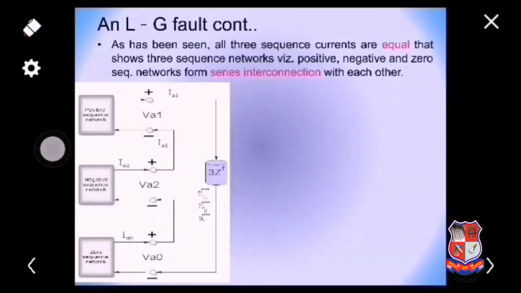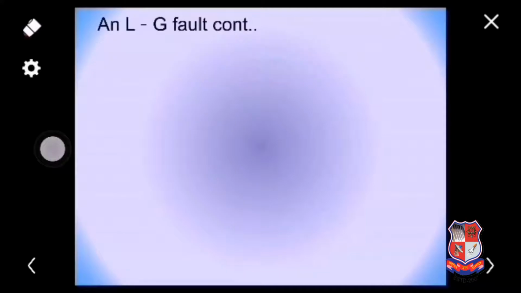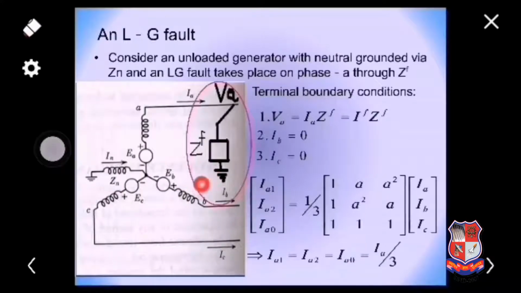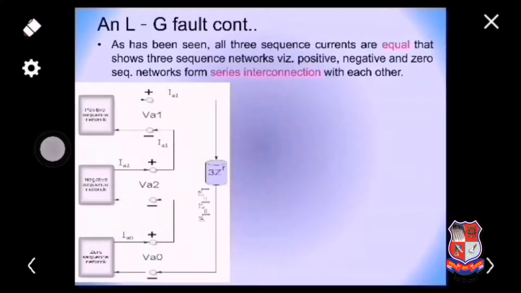3ZF is appearing because this ZF is actually in series with Zn. So in case of the zero sequence network, Zn is reflected as 3Zn. We have already seen this in symmetrical components. Now ZF is no different from Zn. They are in series. Why? Because from the neutral to the fault point, ZF and Zn are in series. So as 3Zn comes, 3ZF will also come. So in the series connection of the sequence networks, Zn appears as 3Zn and ZF appears as 3ZF. All the 3 sequence currents are the same.